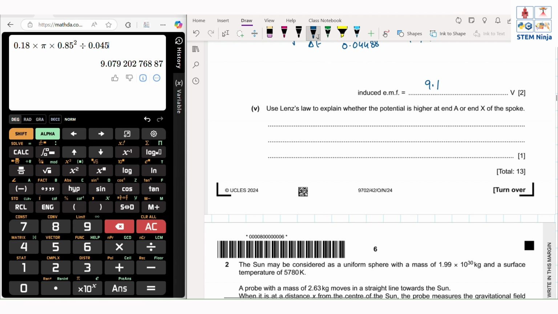Okay, so we will say that Lenz's law suggests EMF will be induced to oppose the clockwise motion.